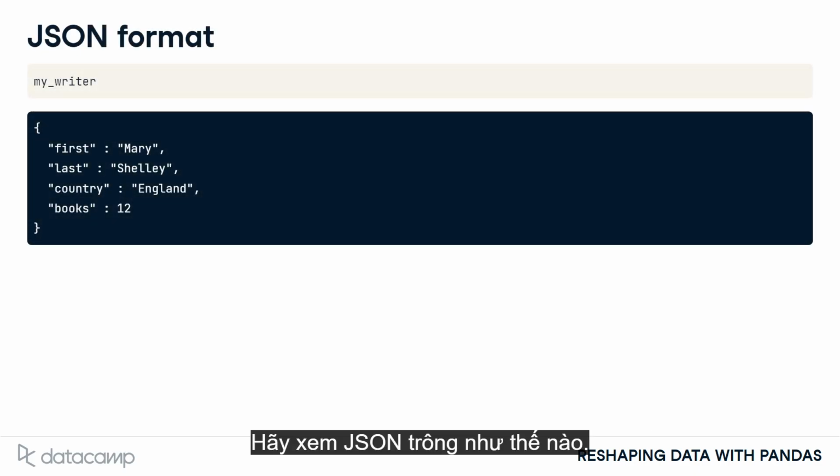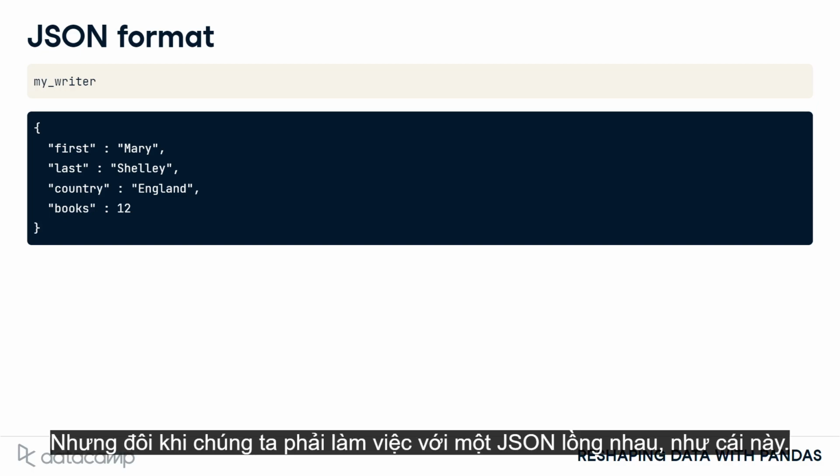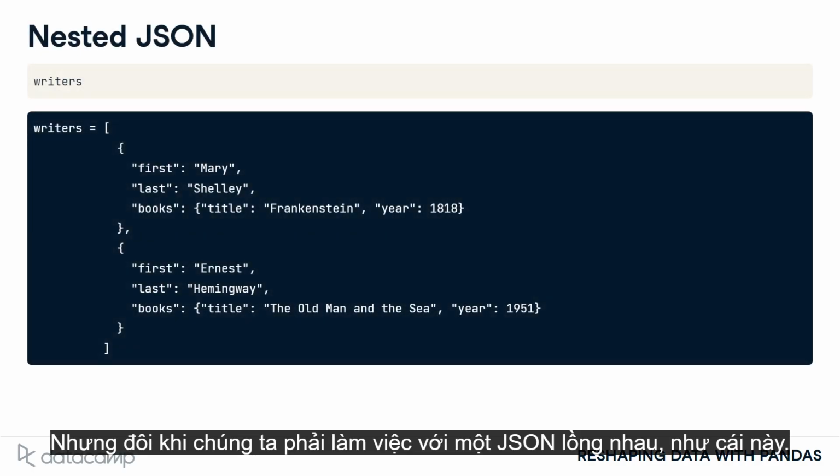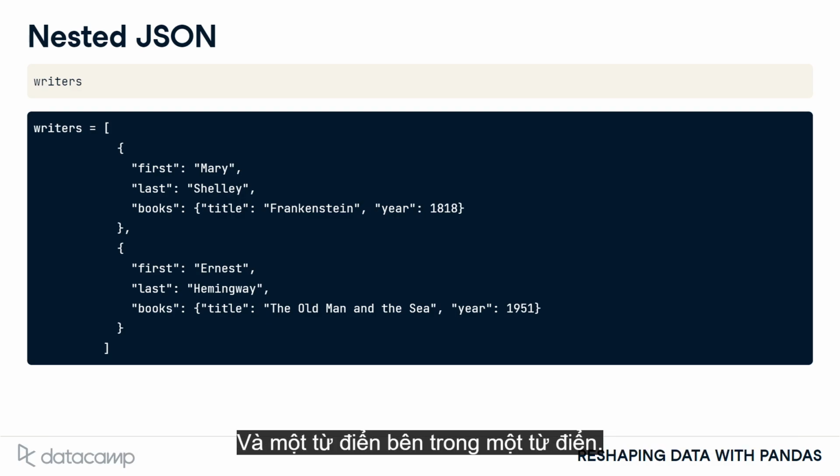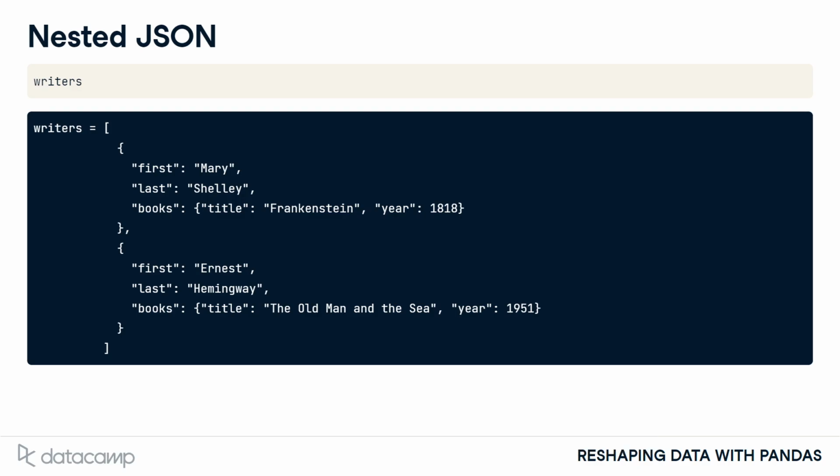Let's see what the JSON looks like. It is very similar to a dictionary. The JSON in the slide has a very simple structure. But sometimes we have to work with nested JSON, like this one. We can see that we have a dictionary inside a list, and a dictionary inside a dictionary. These are more complex data to work with.